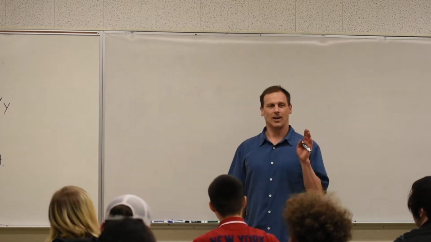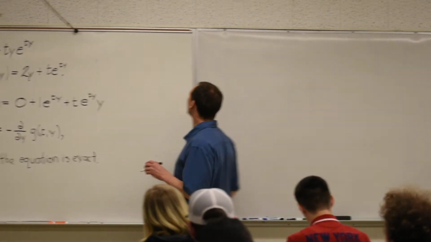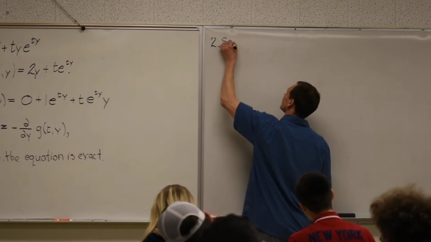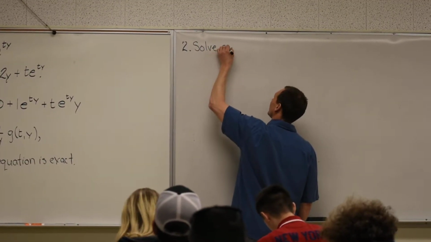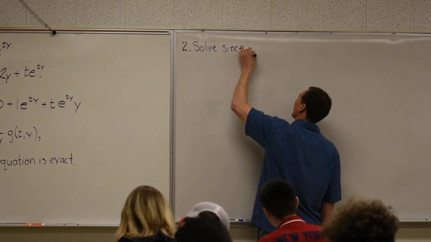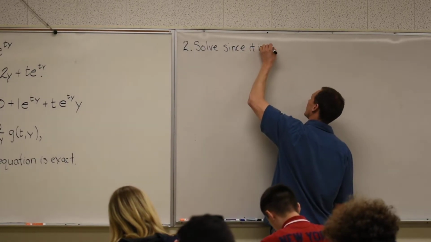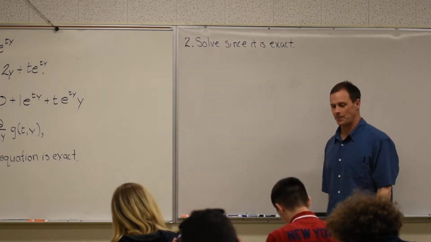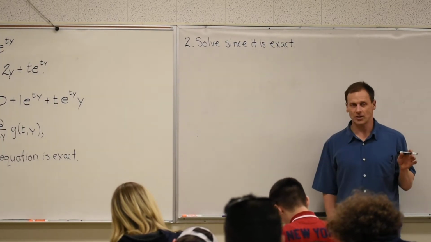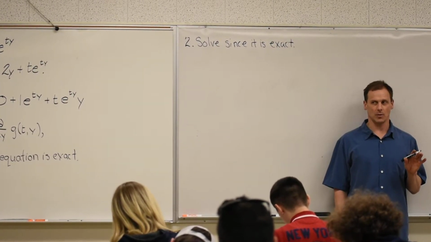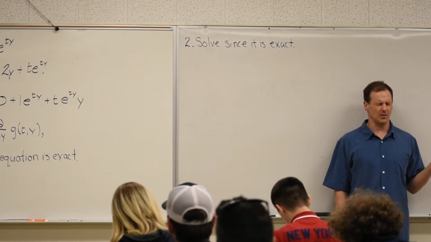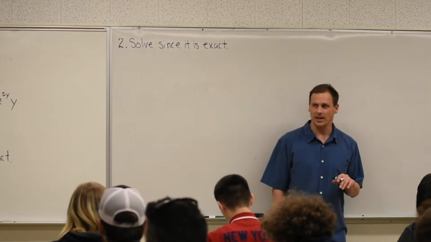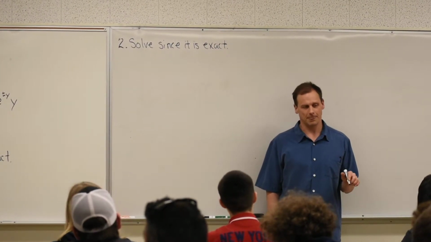So notice this. At this point, point 2 is we can solve it. So 2 is solve. And we'll say solve since it is exact. Here's what it was. You can start with g, or you can start with f. It works either way. I'm going to start with f, just because it's the positive one, and then we'll use the g, because we have to include that negative sign for the second part of it.